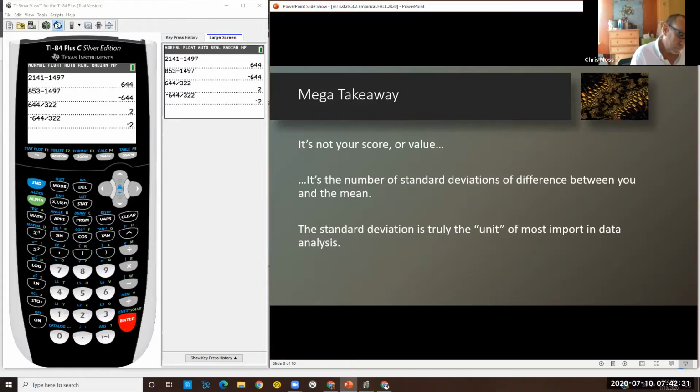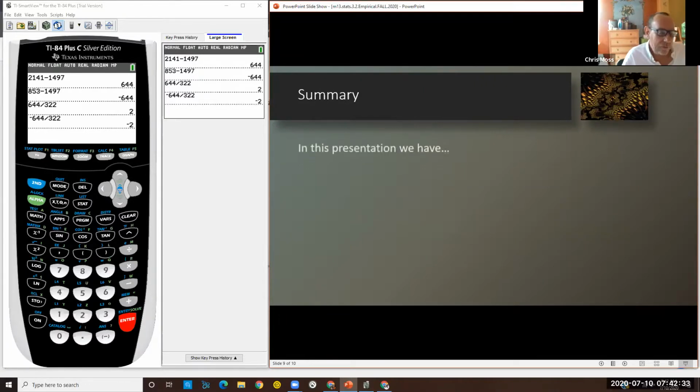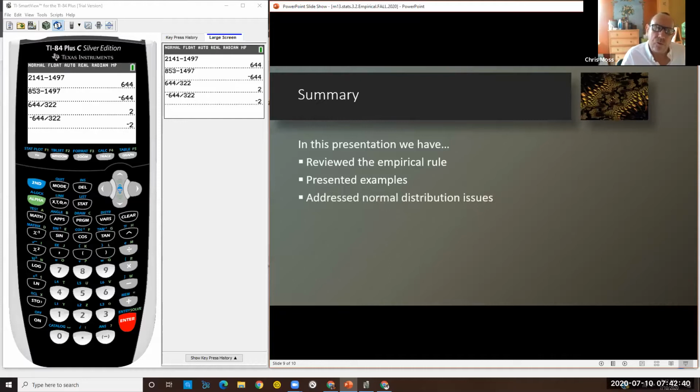So we have reviewed that empirical rule. You've seen some examples. We've addressed some of those normal distribution issues, and we've noted that the standard deviation is very, very important. I'm going to stop the screen share now, and then we'll say goodbye.